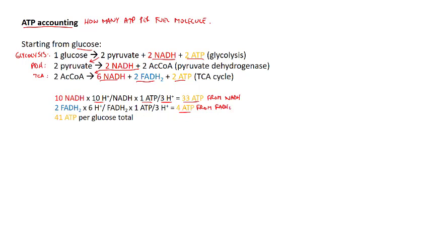Okay, so that's 37, but then we also have 4 ATPs that we just get as a bonus. So overall, we get 41 ATP per glucose total. That's the best case scenario. As we're going to see in a second here, you never actually get that much.